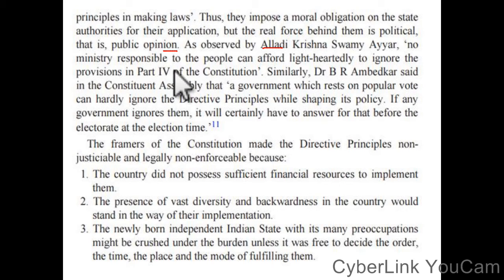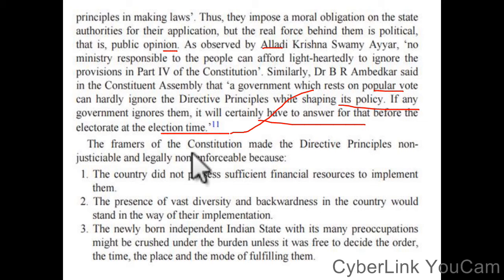No minister responsible to the people can afford lightheartedly to ignore the provisions in Part 4 of the Constitution. A government which rests on popular vote can hardly ignore the directive principles while shaping its policy. If any government ignored them, it would certainly have to answer for it before the electorate at election time.